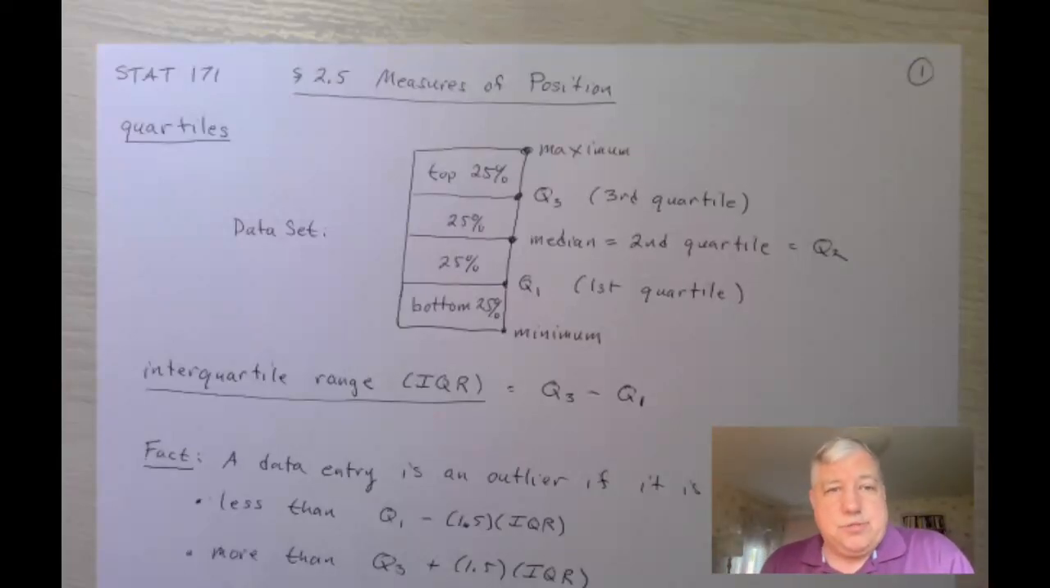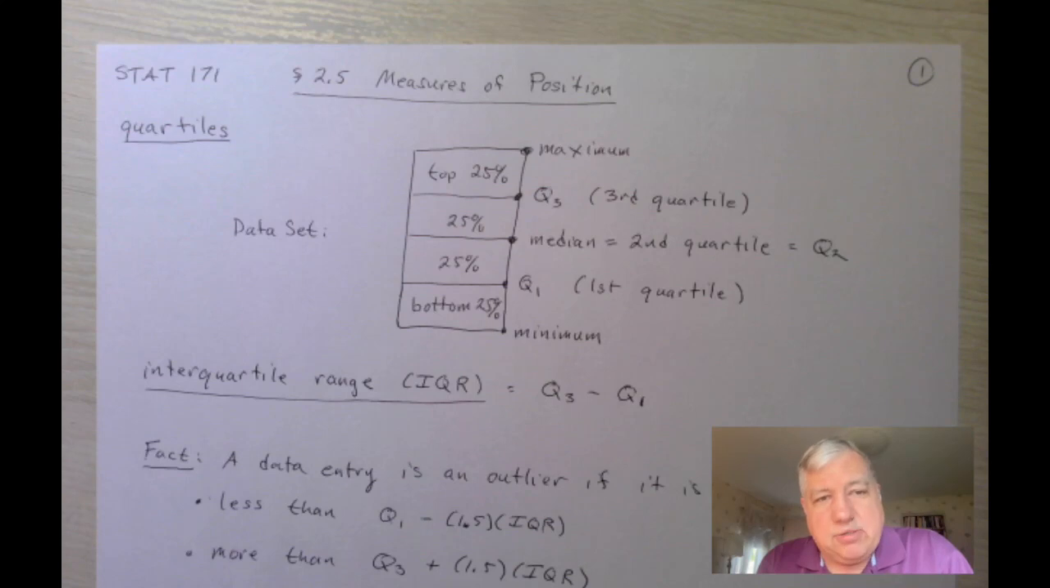Hi everyone. So in this lecture we are wrapping up our discussion of descriptive statistics, which is chapter 2. We talked about measures of central tendency and measures of variation. Now we're going to talk about measures of position. By that we basically mean where a particular data entry sits inside of a data set, if the data set is ordered from the minimum to the maximum. First we'll talk about quartiles, and then we'll move to percentiles.